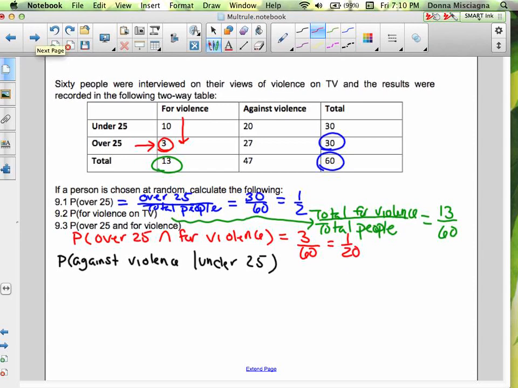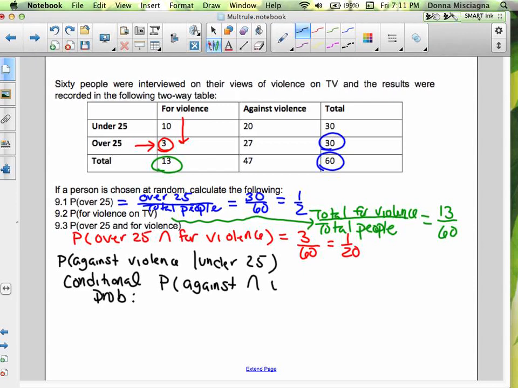All right, so now the last one, this is a conditional probability. And we'll still do more with conditional probability, but I put it on this for the table. So that's going to be the probability you're against violence given that you're under 25. Right? So it's going to be where these two intersect, the probability you're against violence. I'll just put "against" instead of having to write out violence again.